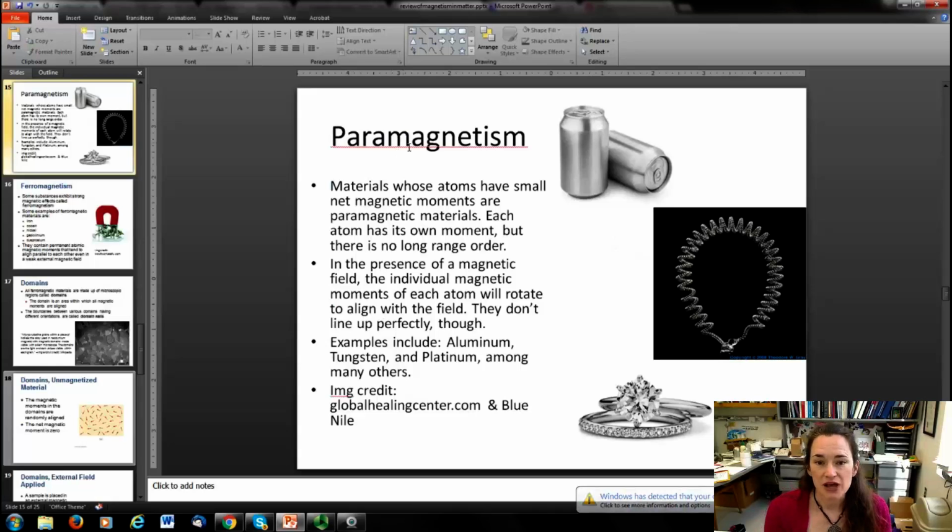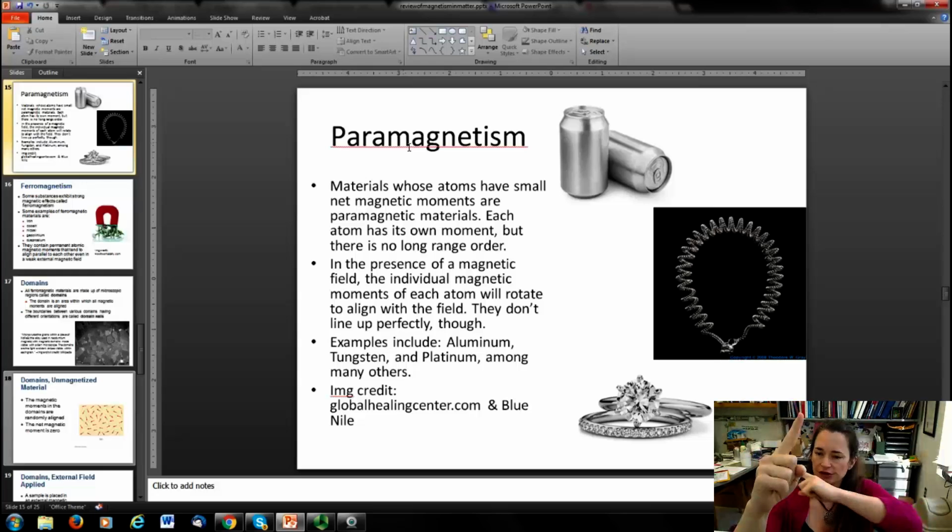Materials whose atoms have small net magnetic moments are paramagnetic materials. Each atom in this case has its own moment, but there's really no long-range order to it. So you could have an atom that has a net magnetic moment like this sitting next to one that has a direction like this, and it all sums to 0 over the whole material if you do the vector sum. However, in the presence of a magnetic field, the individual magnetic moments of each atom are going to rotate to align with that field.